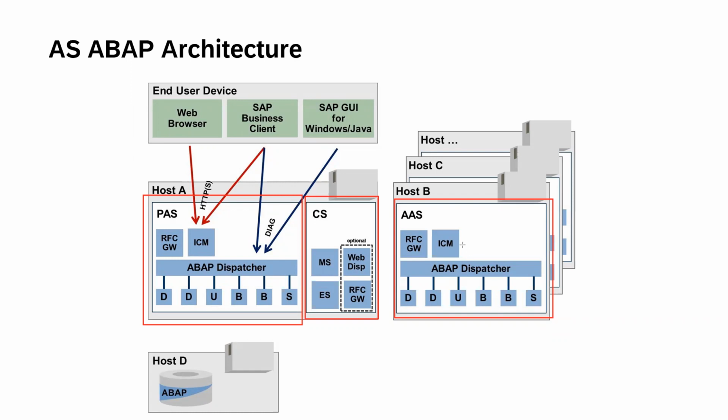Okay, so we have seen how many types of instances we have and what the processes inside an instance are. Here you have the gateway, RFC gateway, ICM, ABAP dispatcher, dialog work process, update, and background. These are the different work processes. What the function and use of these work processes is will come later. But now we are able to identify the work processes for each instance, as I showed you on this screen.